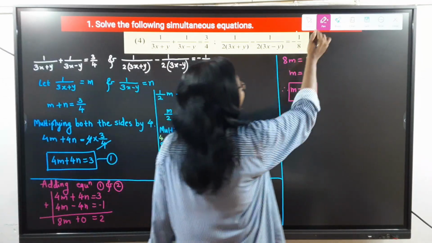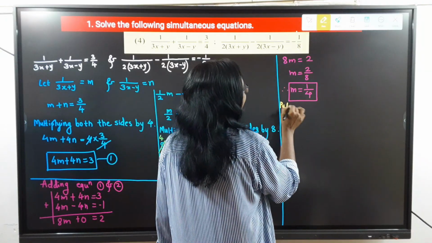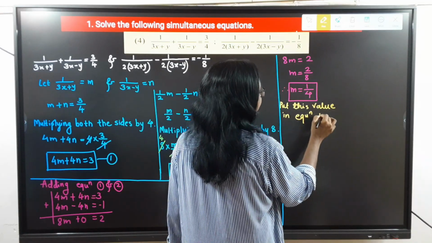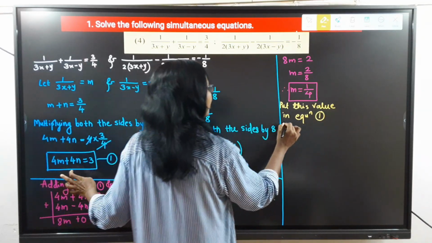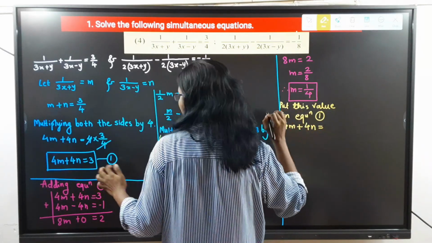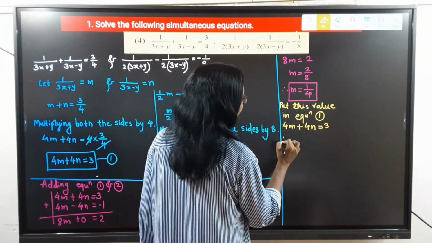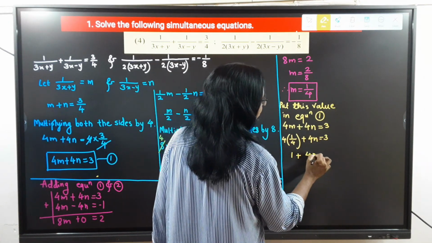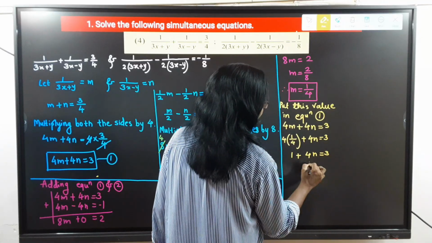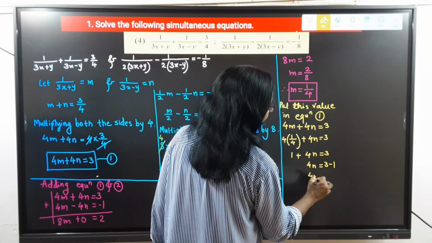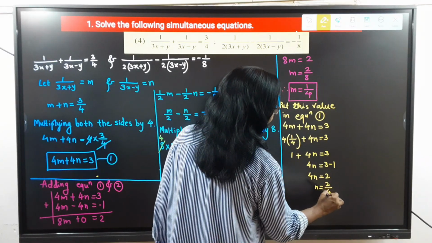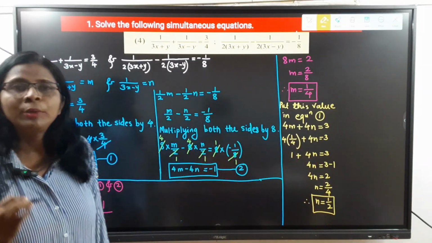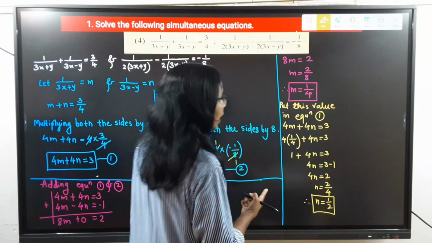Now put this value in equation 1. So 4m plus 4n is equal to 3. This is the first equation. So 4 multiplied by 1 upon 4 plus 4n is equal to 3. So 1 plus 4n is equal to 3. So 4n is equal to 3 minus 1, 4n is equal to 2. So n is equal to 2 upon 4. So n is equal to 1 upon 2. Now students, we have the values of the assumed variables.